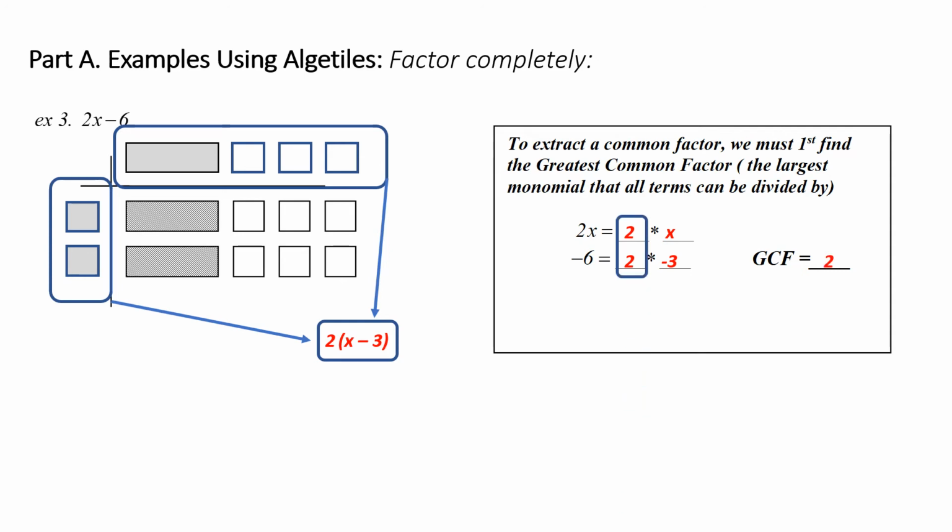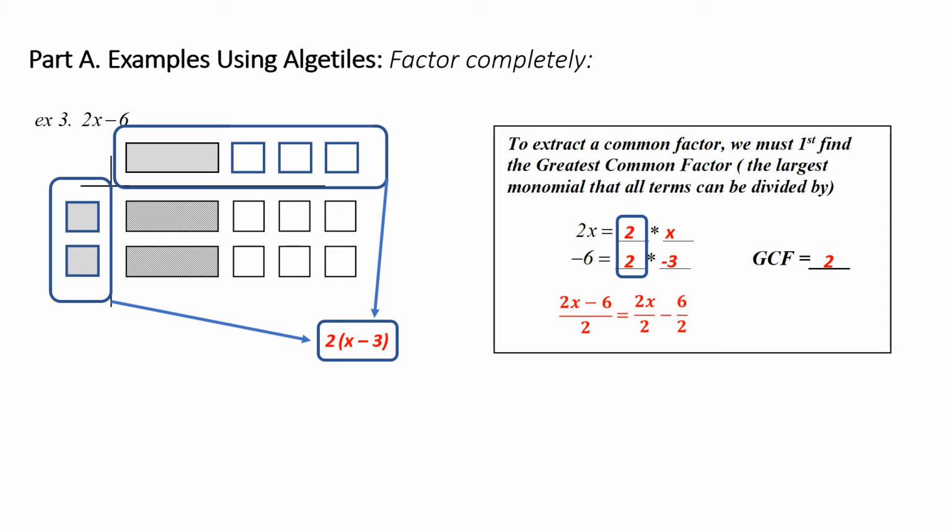Therefore, my greatest common factor is 2. Now, how do I find the other term? Well, I'm going to take my original polynomial and divide it by my greatest common factor. But I've got a problem. I've got 2 items and I'm dividing it by 1 term. So how do I do this? I break it up into parts.